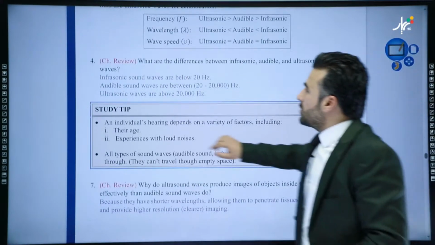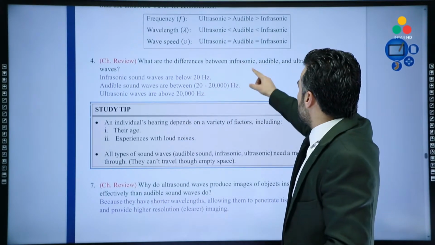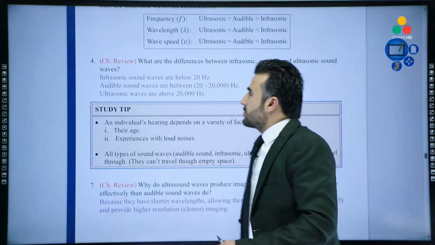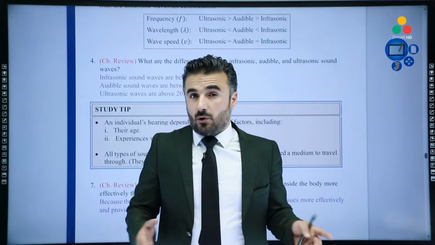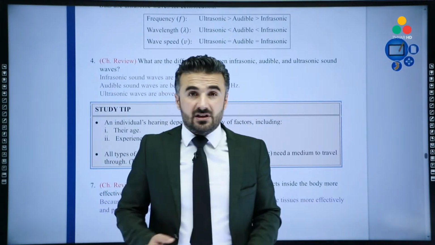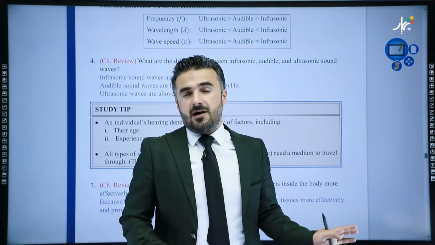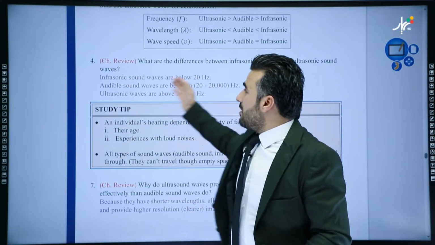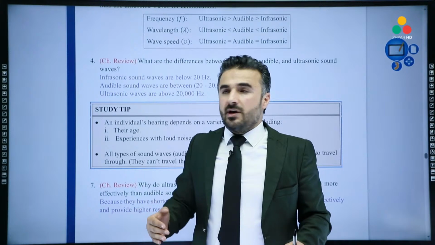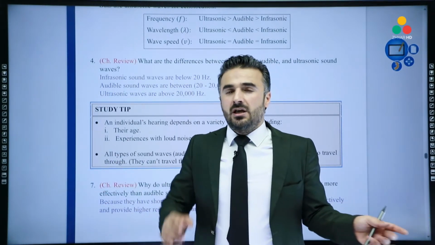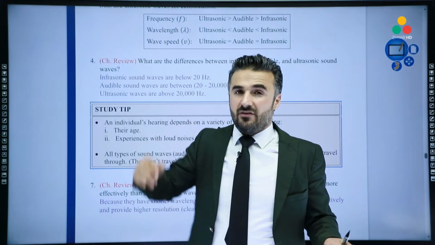Okay, now we have another question here. It says, what are the differences between infrasonic, audible, and ultrasonic sound waves? We said their frequencies are different, that is what makes them different, yes? Remember, these all have the same speed, so that is not a difference, yeah? But we can say infrasonic sound waves are below 20 hertz, audible range is between 20 and 20,000, and ultrasonic waves are from 20,000 and above.